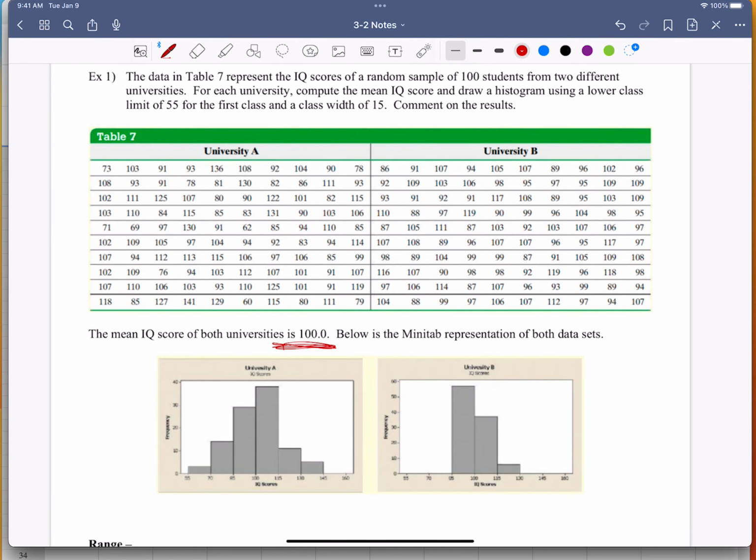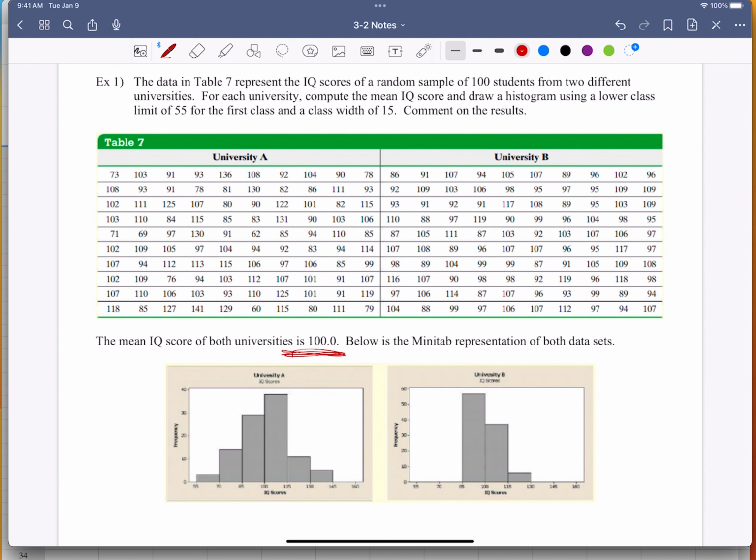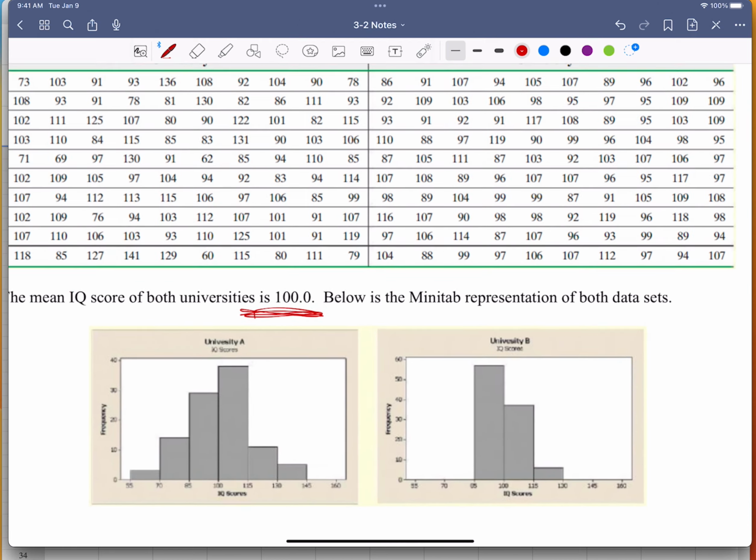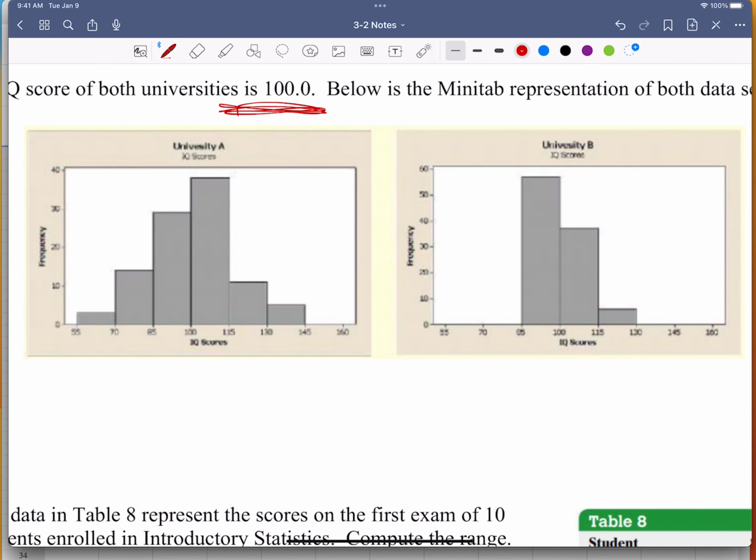I'm trying to make this as big as possible here. And it asked us to draw a histogram. Remember, the lower limit is 55 with a class width of 15. So I'm going to have to make this even bigger. I can't see that, so I know you can't either. Check this out. I know it's a little blurry just because it was a screenshot and I brought it in here, but you can still get the concept that goes with it, right?